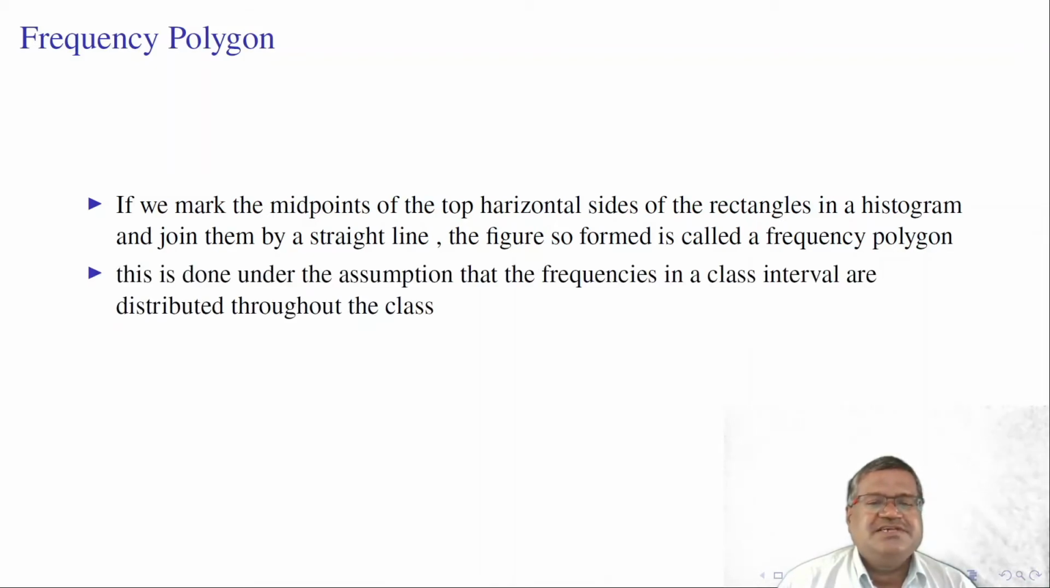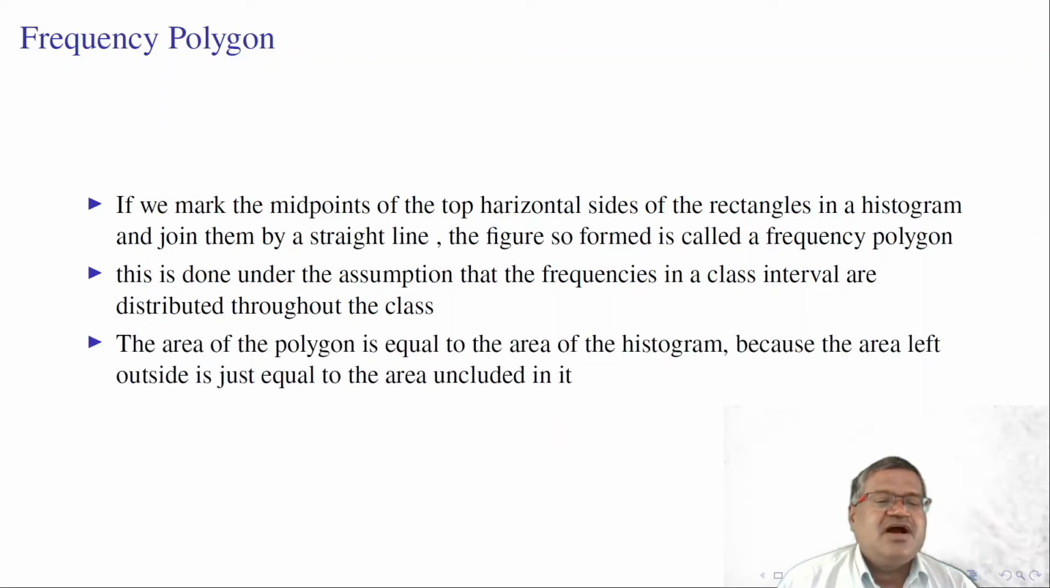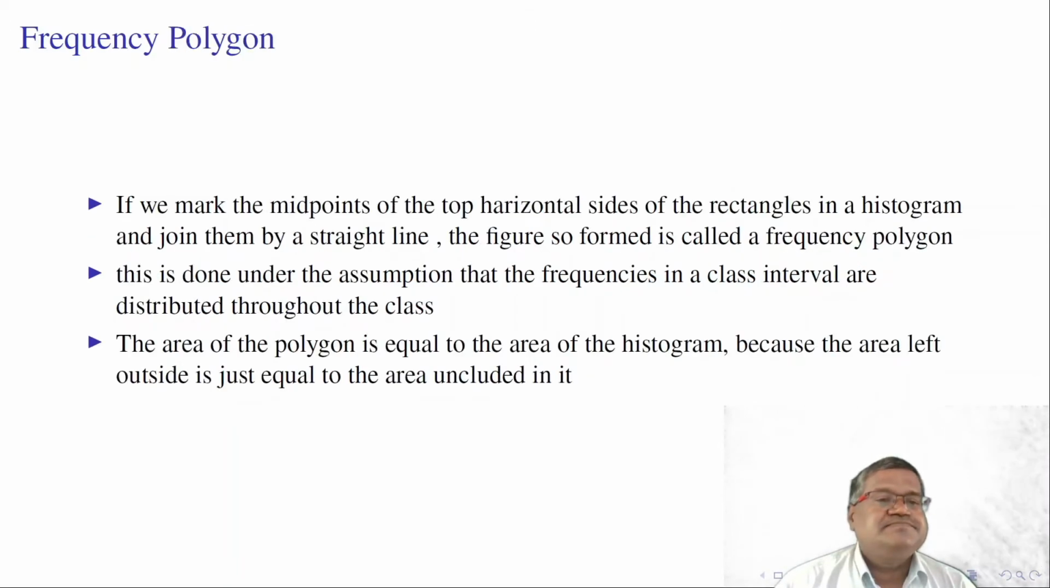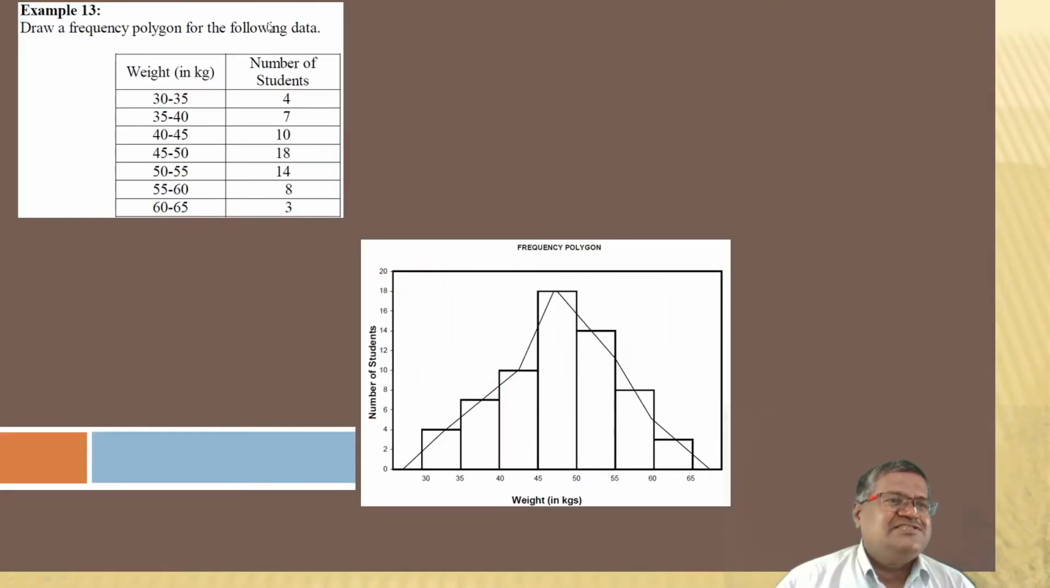This is done under the assumption that the frequencies in a class interval are distributed throughout the class. The area of the polygon is equal to the area of the histogram because the area left outside is just equal to the area included in it. Example of frequency polygon.